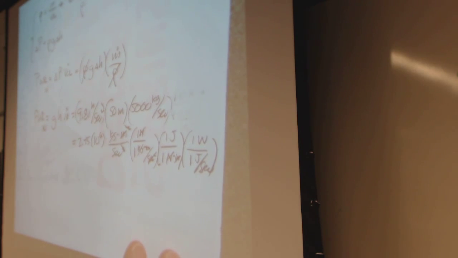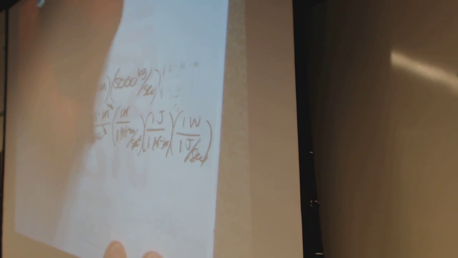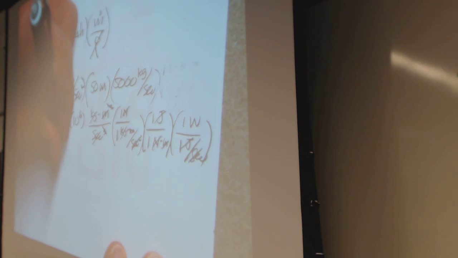Okay, and now I'm going to say 1 newton is 1 kilogram meter per second squared. That takes care of some of this stuff. 1 joule is 1 newton meter. So newtons cancel and the other meter cancels. We're left with joules per second, and I'll say 1 watt is 1 joule per second. So 2.45 times 10 to the 6, and seconds cancel, joules cancel. We end up with 2450.